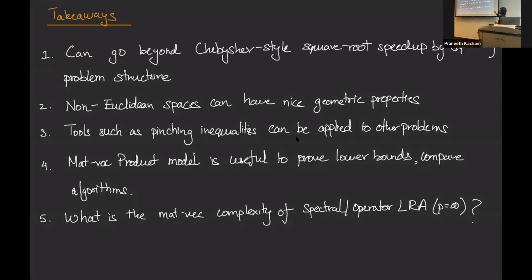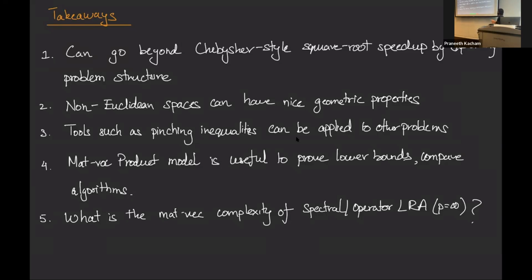Finally, the matrix vector product model is useful to prove lower bounds and compare how well algorithms are doing. These lower bounds are unconditional, as opposed to lower bounds that you could hope to prove for these problems in the RAM model. All of these problems are in P. In fact, they have really fast algorithms, so it's really hard to prove lower bounds in the RAM model. This abstraction gives us a good way to prove lower bounds and compare algorithms.